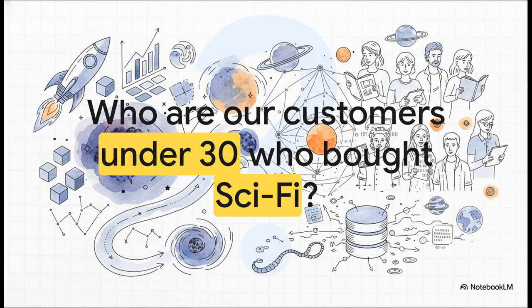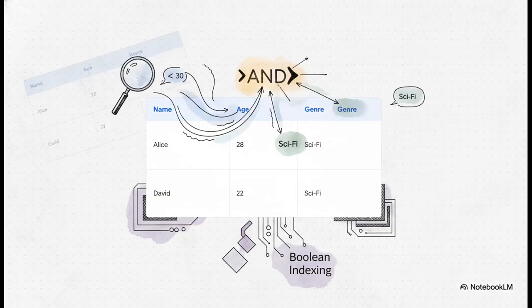Let's kick things off with a very real business question. Let's say we're thinking about running a promotion for our younger readers. The first thing we need to know is, who are our sci-fi fans under the age of 30? And bam, there's our answer. With just one simple command, we can slice through our entire data set and pull out only the rows that match our criteria, age under 30, and the genre is sci-fi. This cool trick is called boolean indexing, and it's basically like having a super-powered search filter for all your data.